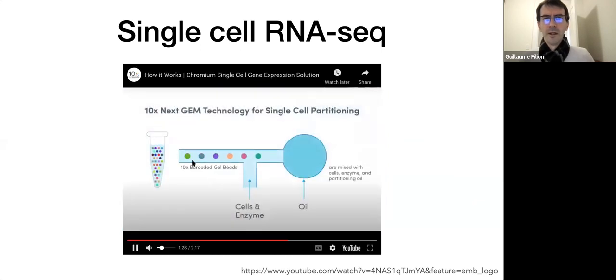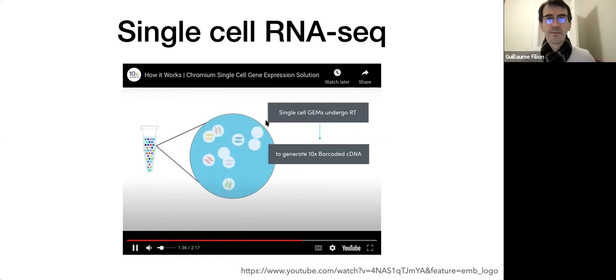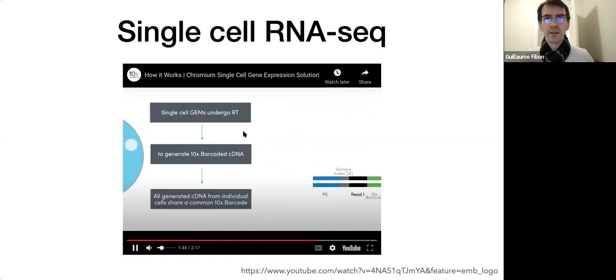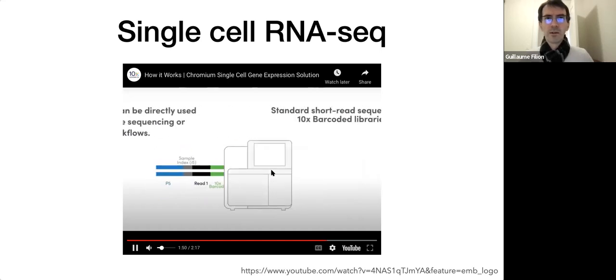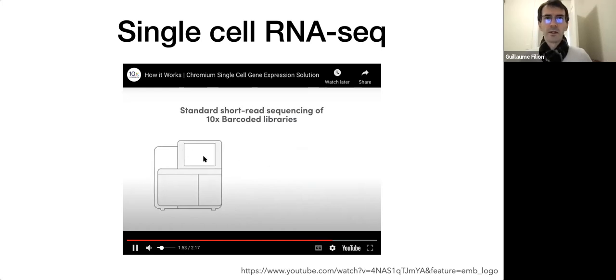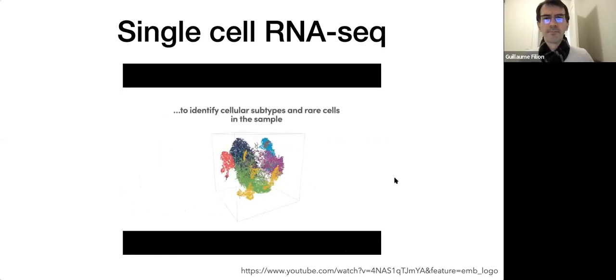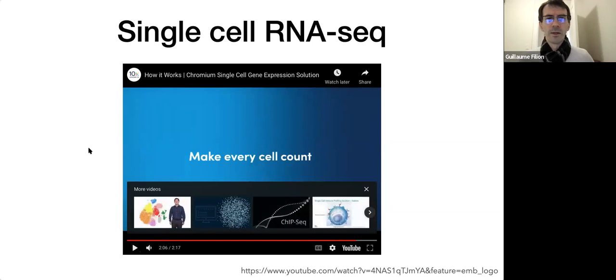Okay, now pay attention. You've got here the beads, and then you're throwing cells on them, and then you've got these cells that are in these tiny emulsions. So each emulsion here, each bubble has its own reaction. We're going to see this in a second. You produce the Illumina sequencing library in these tiny bubbles, and after this you can sequence everything. Alright, so you got for each cell the expression of each gene. And after this you got a beautiful picture. Okay, make every cell count, we got it.